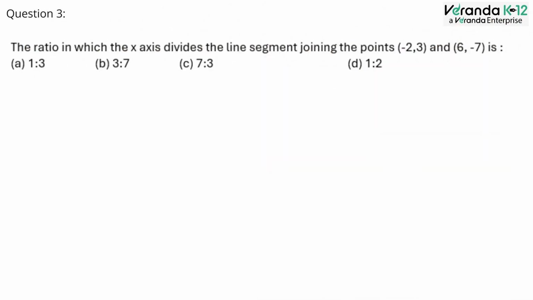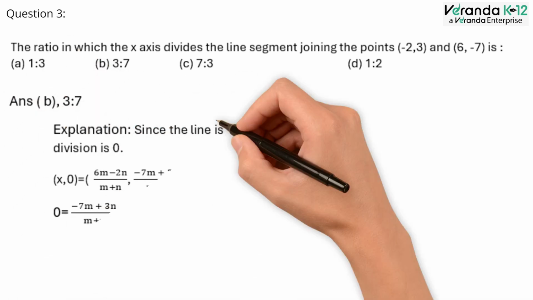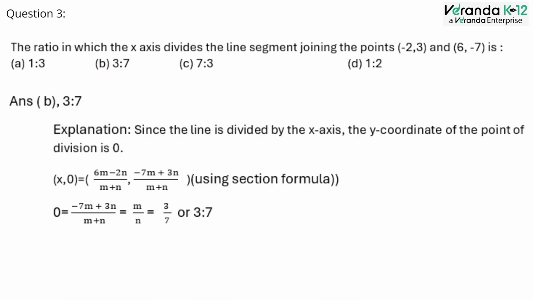The third question is from coordinate geometry. We have to find the ratio in which the x-axis divides the line segment joining the points (-2, 3) and (6, -7). Since the line is divided by x-axis, the y-coordinate of the point of division is 0. So using section formula, we'll get (x, 0) is equal to ((6m - 2n)/(m + n), (-7m + 3n)/(m + n)). So when we equate y coordinate with (-7m + 3n)/(m + n), after simplification, we'll get the ratio as 3:7.